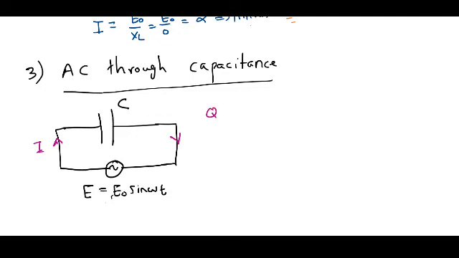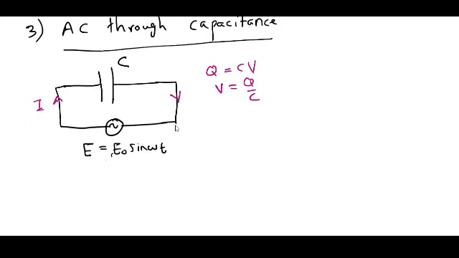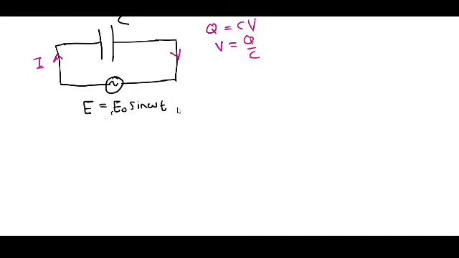Here we know that the charge stored on the capacitor Q is equal to C into V. V is the potential difference applied, or V is equal to Q by C. Therefore, the charge on the capacitor can be written as Q is equal to C, that is, instead of V we can substitute this E. Therefore we have written Q is equal to C into E, and this E can be replaced by E0 sine omega t.